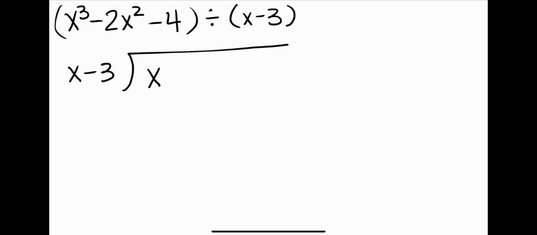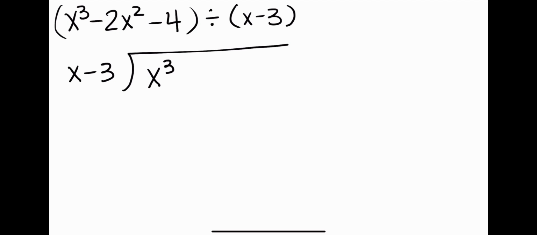But notice when I look at the dividend, I have x to the third power. Then I have an x to the second power. I don't have x to the first power. But then I have a constant. So there's no x term. Well, what happens if one of the terms is missing? When we have that, we are required to include that term. We have to include that term even if it's missing.